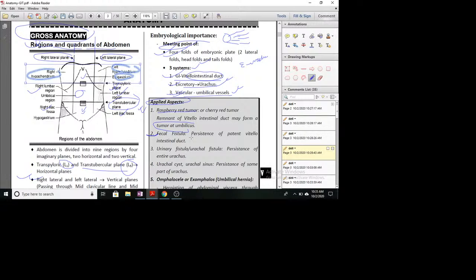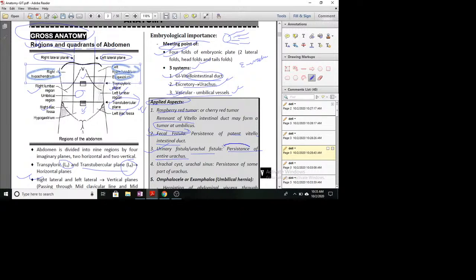There is something called a fecal fistula: persistence of a patent vitello-intestinal duct. Urinary fistula or urachal fistula: persistence of the entire urachus. Okay, in the case of persistence of a patent vitello-intestinal duct, there is a fecal fistula, and with persistence of the entire urachus, a urinary fistula occurs.